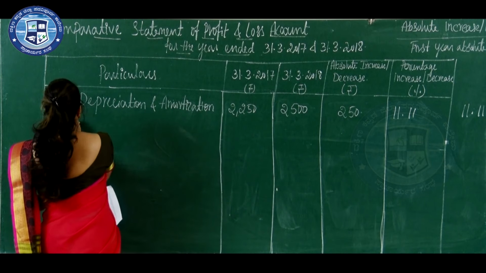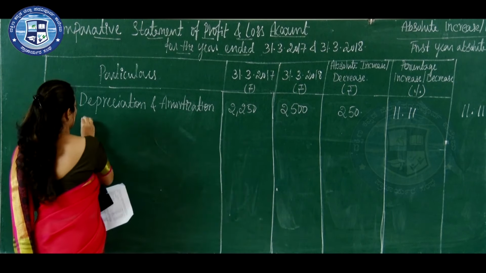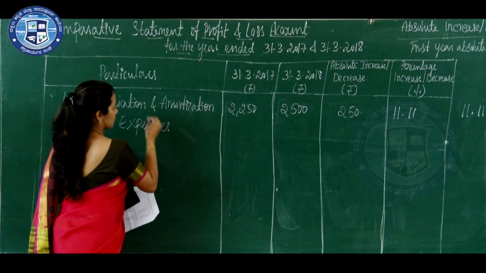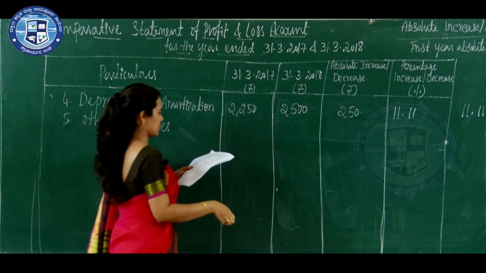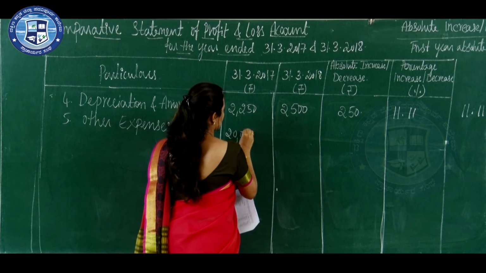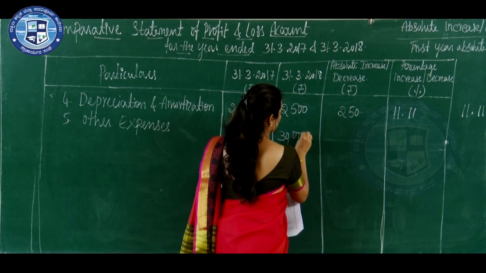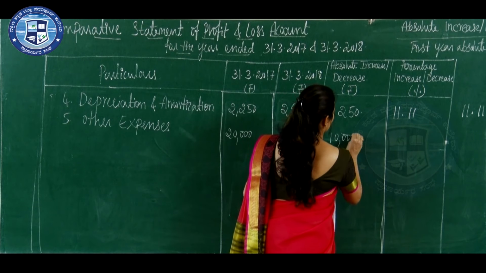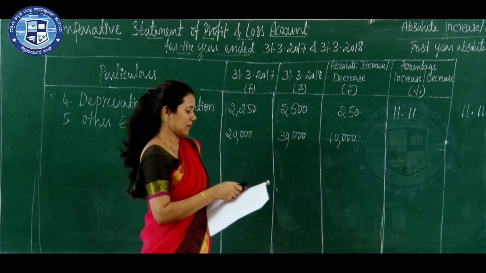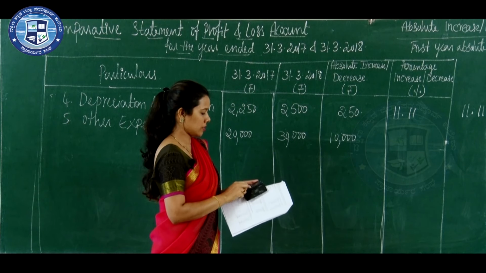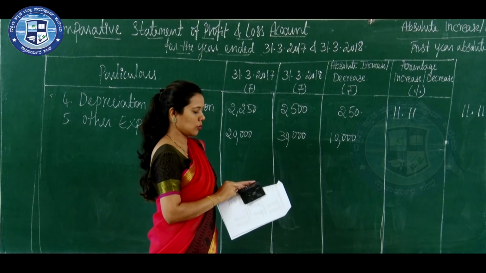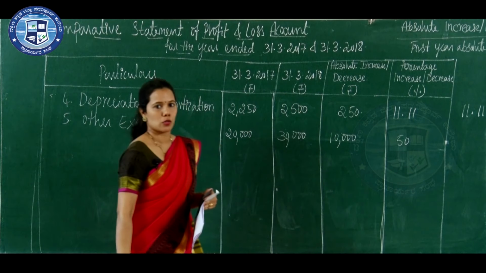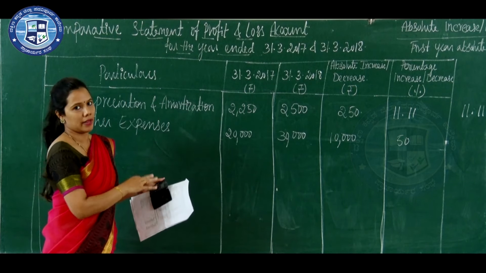After that, the next expense is other expenses. Other expenses last year 20,000, this year 30,000. So 30,000 minus 20,000 is 10,000, and convert 10,000 into percentage. 10,000 divided by 20,000 into 100. So 50%. So we mentioned all the income and all the expenses.